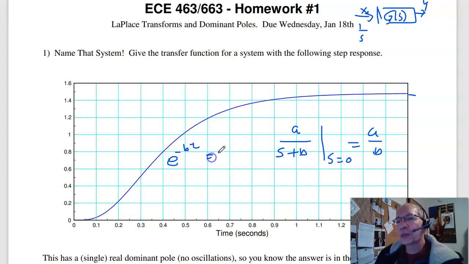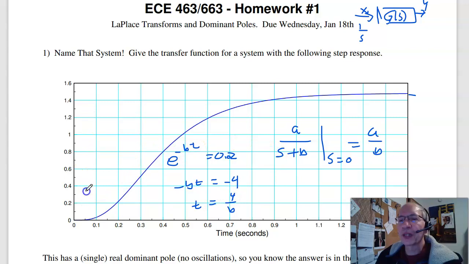When that's 0.02, or 2% of the initial value, take the log of both sides, and you get minus bt is minus 4. That's why we like the 2% settling time. The log of 0.02 is minus 4. It's actually minus 3.97, pretty close. That says that the settling time is 4 over b, or b is 4 over the 2% settling time.